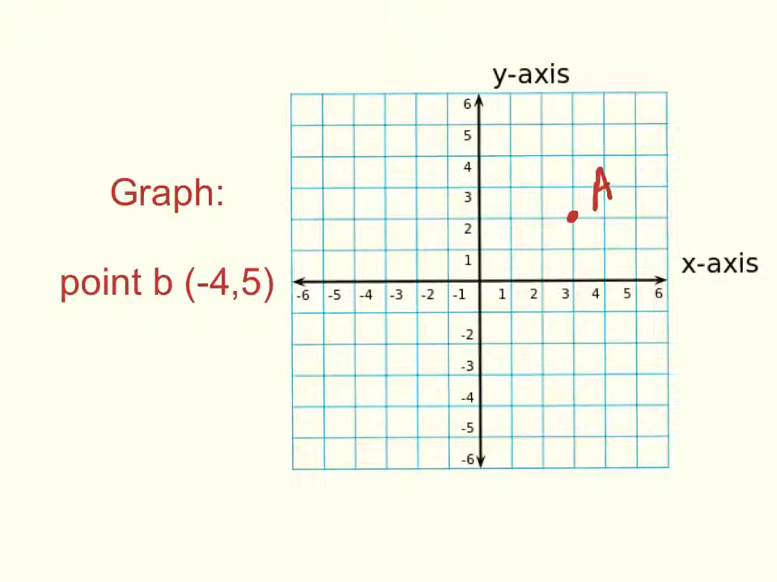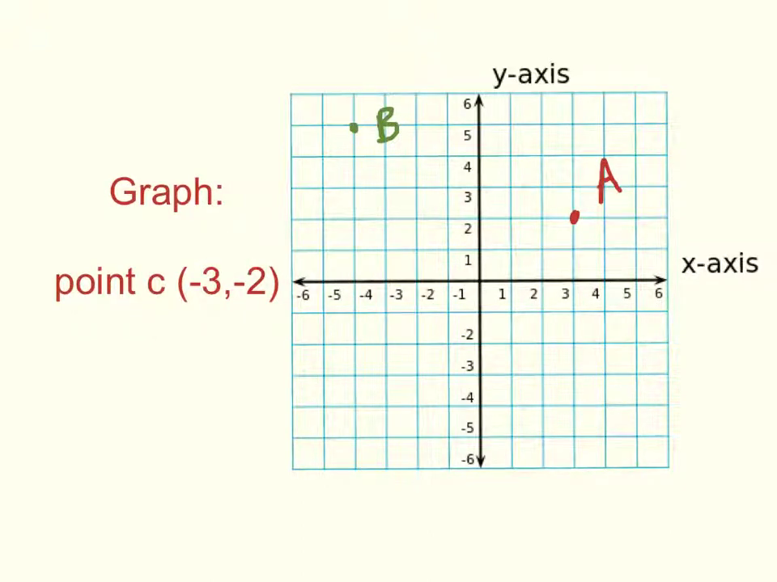Okay, the next point is point B, and the coordinates are -4, 5. So again, that's the x and then the y. The x-coordinate is -4, so I'm going to go over to -4, right here. And the y-coordinate is 5, so I'm going to go up 5. 1, 2, 3, 4, 5, right here. Here's point B. And I'll, again, clean up some of those lines so I don't get confused by them.